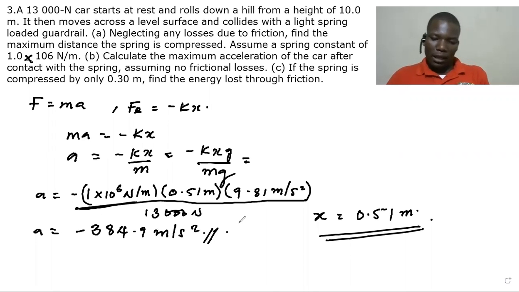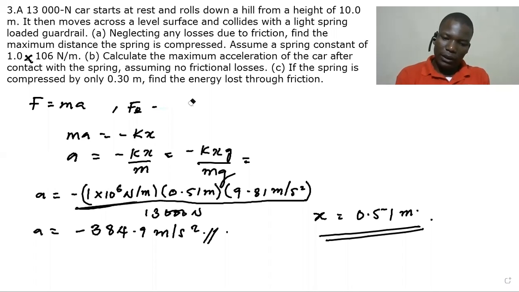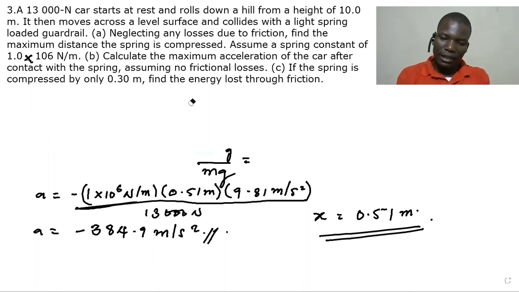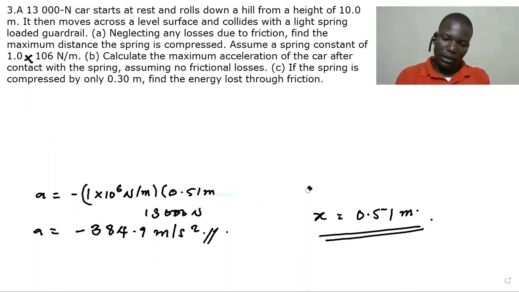And then C, we are asked to calculate. We are told if the spring is compressed by only 0.3 meter, find the energy loss through friction. So friction has been introduced here.